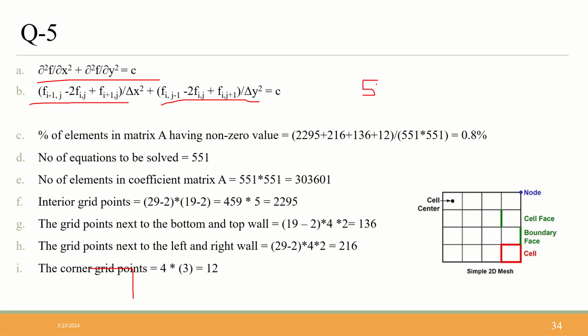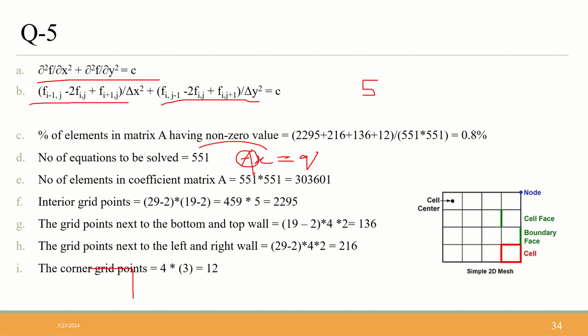And the next one, what percentage of elements in matrix A having non-zero value is this. So number of equations to be solved is 551 because we have got 29 into 19 data points, and interior points. So for every interior point we will be having one equation. So on the whole we have 551 equations. So Ax is equal to Q. If we write, x is 551. So number of elements in coefficient matrix A will be 551 cross 551 because it is a square matrix.